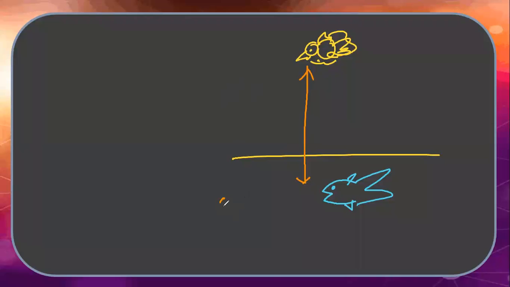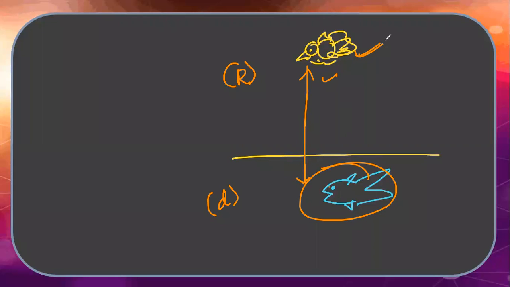Fish is in the denser medium, the water. Bird is in the rarer medium. For the fish, the bird appears more than its actual height. And for the bird, the fish appears less than its actual depth. Right? This will happen. That we call normal shift.